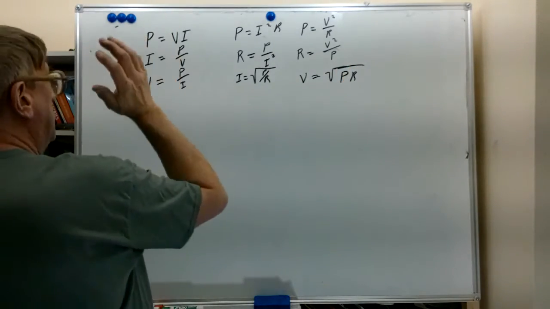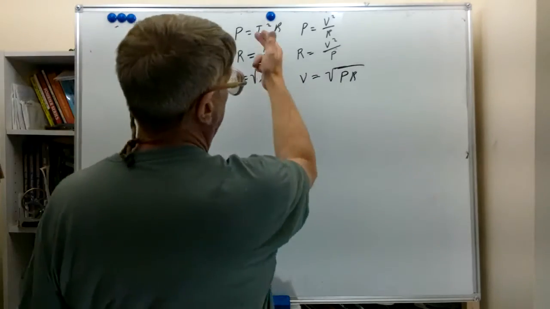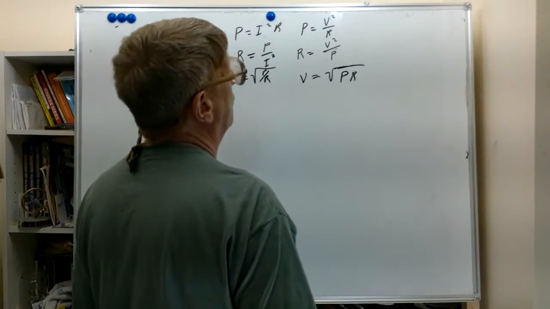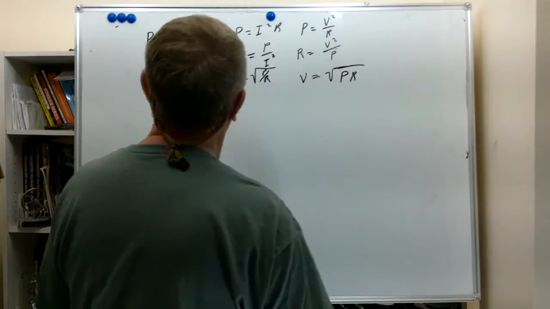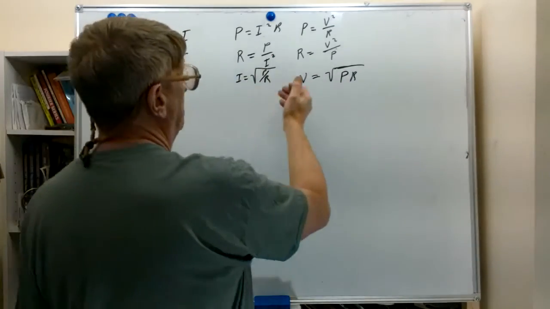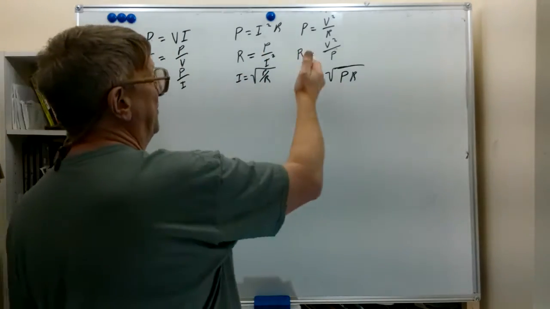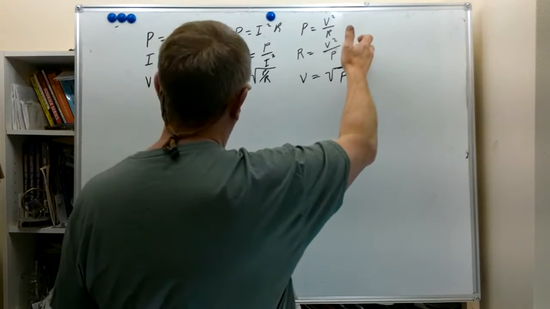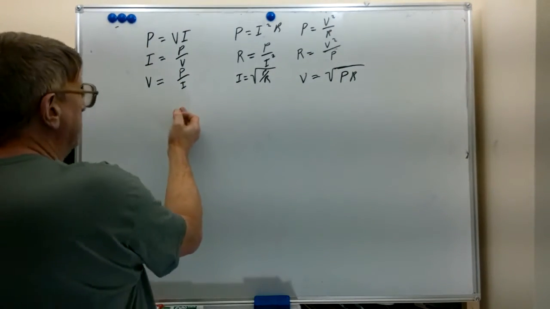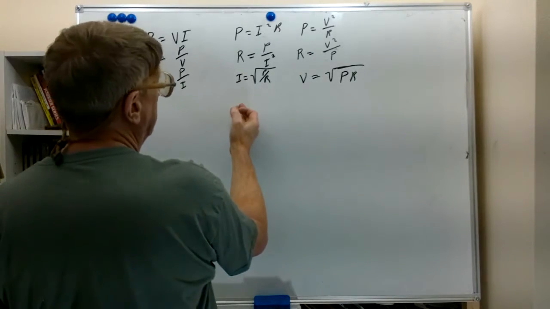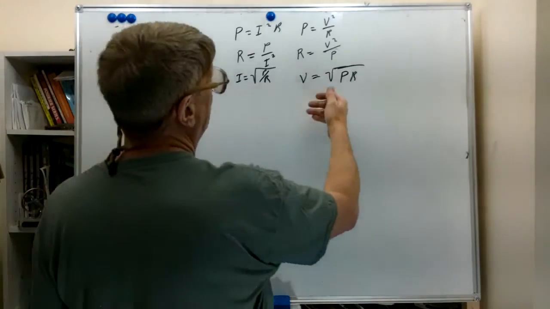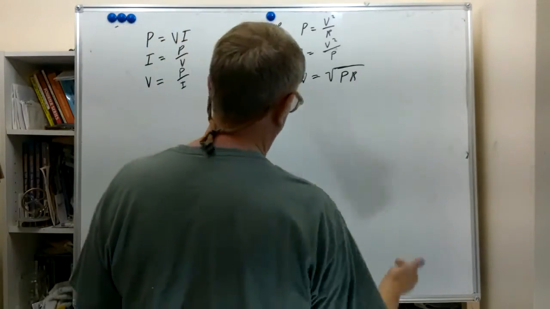We can find power if we know current and voltage. We can find power if we know current and resistance. We can find power if we know voltage and resistance. Find current if we know power and voltage. We find resistance if we know power and current. We can find resistance if we know voltage and power. We can find voltage if we know power and current. We can find current if we know power and resistance. We can find voltage if we know power and resistance.